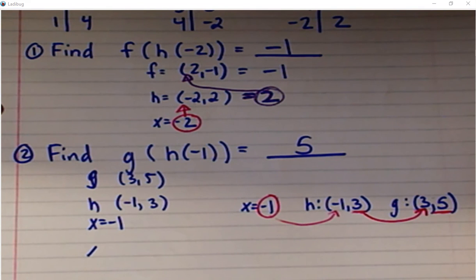So I wrote it horizontally this time, right? And I did it in order. So when you're evaluating PEMDAS, you always start inside. So -1 is the starting point. So next I go to H, and that goes -1 to 3. Then I go to G, and that's 3 to 5. Ooh, I got it right. Yay! All right.